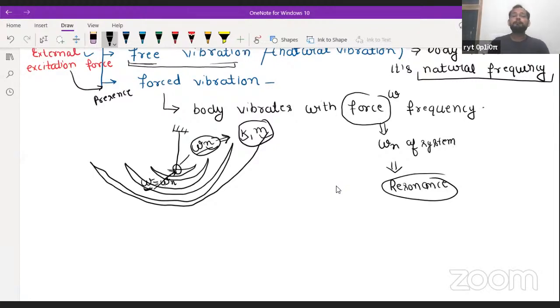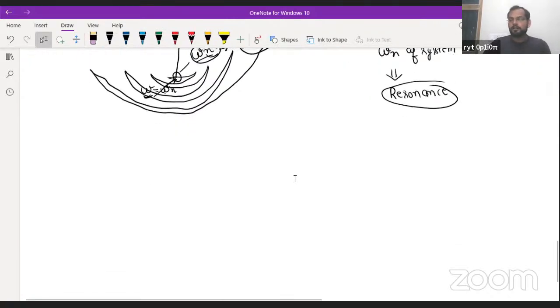So now we will move to the damping. As I have already told you, damping means what? Can you tell me? What is the damping? Anyone? I have already told you, right? Damping element. So what do you understand by the damping?